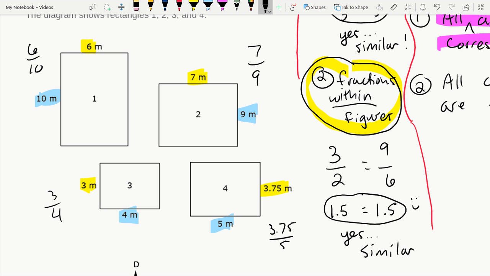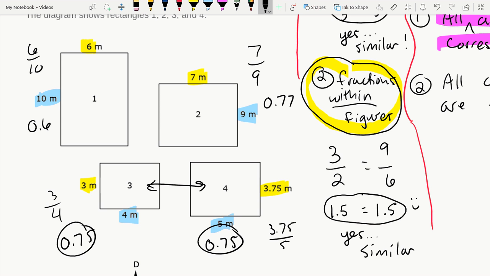So let's do it on the calculator. 6 divided by 10, that's going to be, oh, why is it not doing it? 6 divided by 10. You gotta learn to use your calculators, guys. 0.6. 7 divided by 9 is 0.77, 3 divided by 4 is 0.75. Oh man, guys, none of them are congruent or similar so far. 3.75 divided by 5 is 0.75. Cool, so I've got matching ones there. So 3 and 4 are similar. The others are not similar to each other.